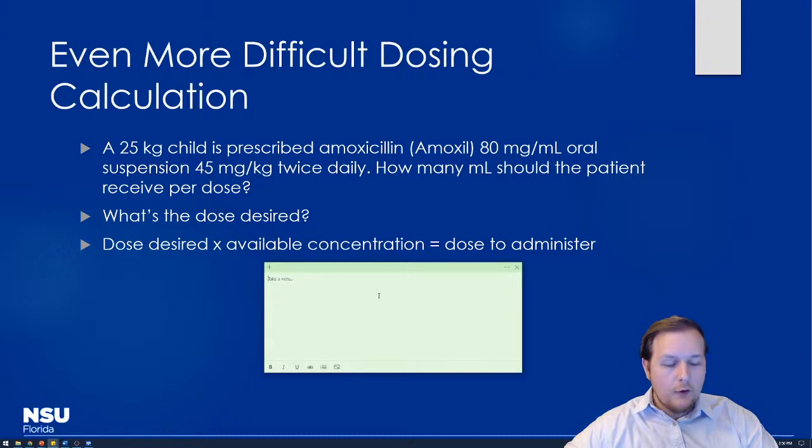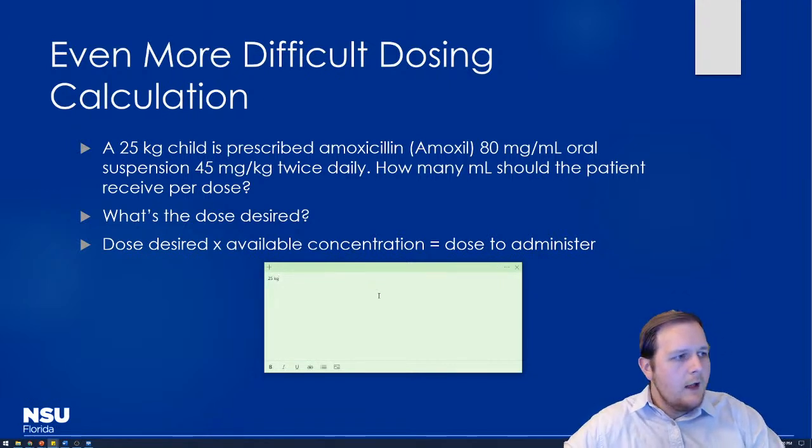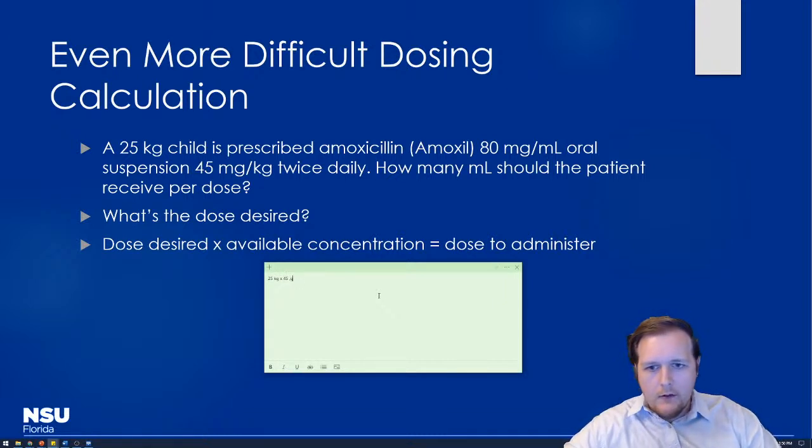So I know they're a 25 kilo patient, and they're getting 45 mg per kilo twice daily, right? So I can go ahead and say 25 kilograms. Obviously my typing is pretty bad too, because my microphone's right in front of here. I'm going to multiply that by 45 milligrams per kilogram, right? So my kilograms are going to cancel out, and I'm going to get the total actual amount of drug they should be getting per dose.